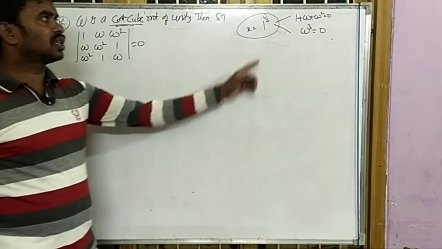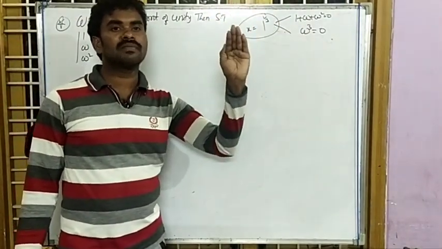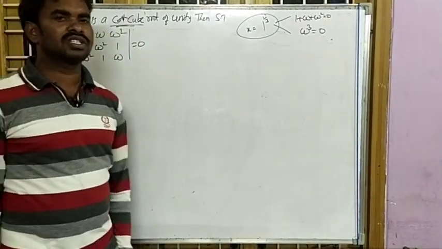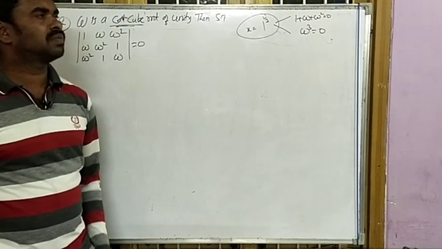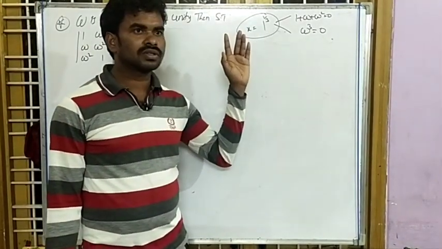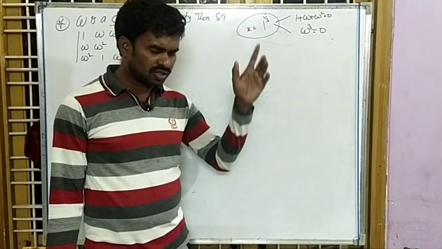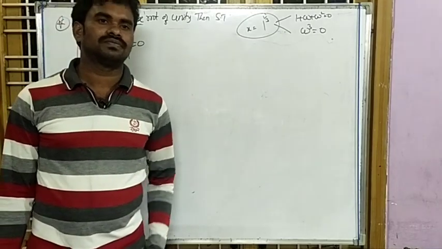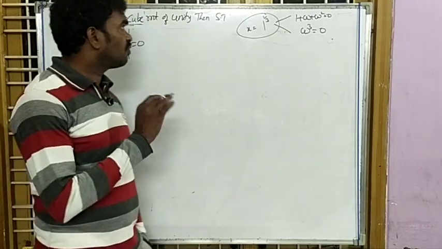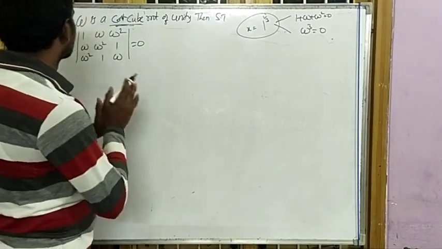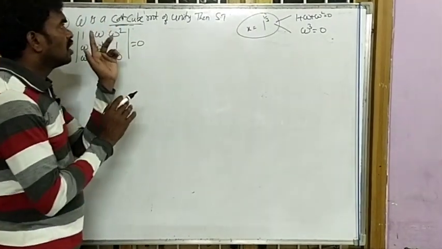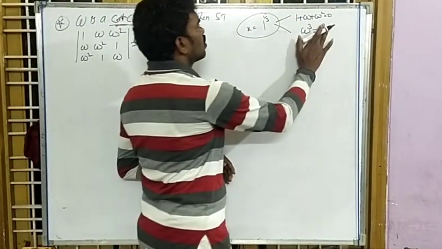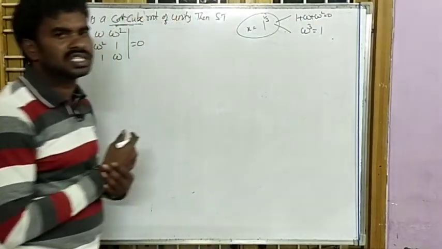Particularly about this concept you will learn in intermediate second year, first chapter, complex numbers, Maths 2A. In that chapter, you will have several problems. Not only there, quadratic expressions also, fourth chapter in Maths 2A only. So at this time, you just remember these two statements. Whenever omega is a complex cube root of unity, then two conditions: 1 plus omega plus omega square equal to 0, and omega cube equal to 1. These two conditions are possible.